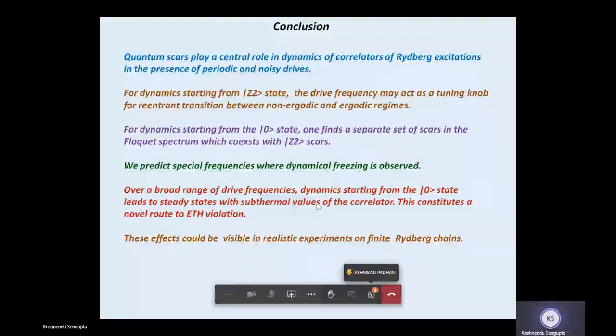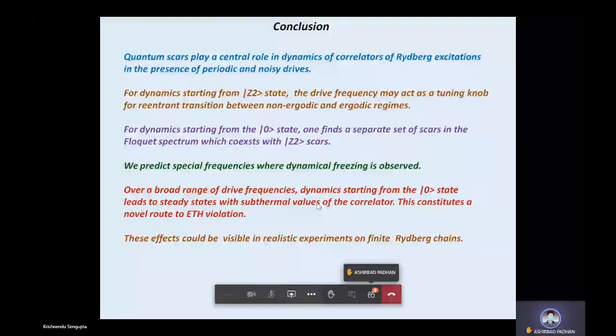There's a student asking. Go ahead. Yeah, Ashirwad, go ahead. Hello, sir. Hello. Yes, sir. So how are you differentiating these scars and the ergodic phase based on the entanglement entropy versus energy figure only?